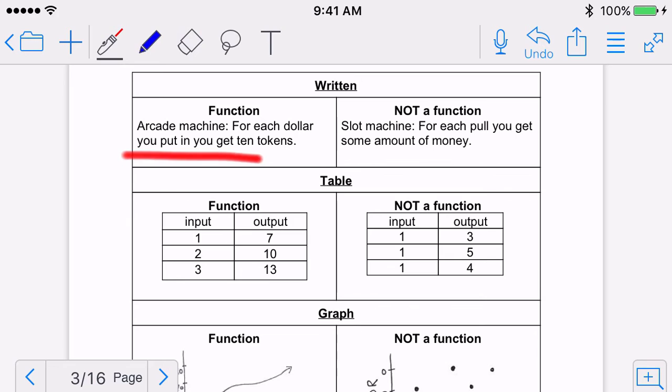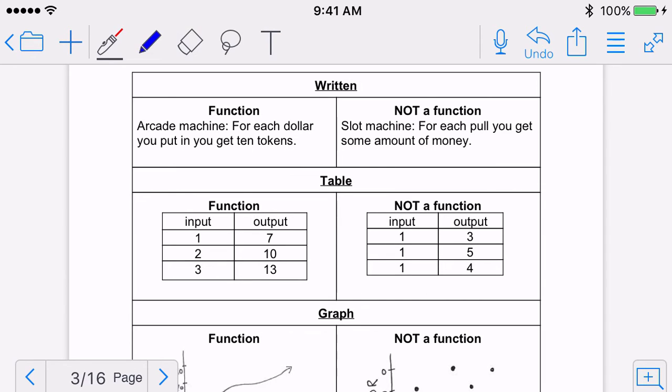Unlike the arcade machine, every time you put in $1, it's always going to be those 10 tokens. So 1 is always paired with 10, and then $2 would be paired with 20 tokens, and so forth. But it's always that same amount. Never going to change.